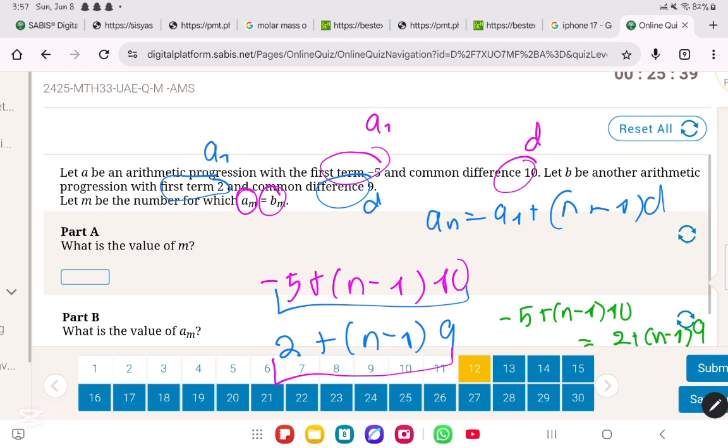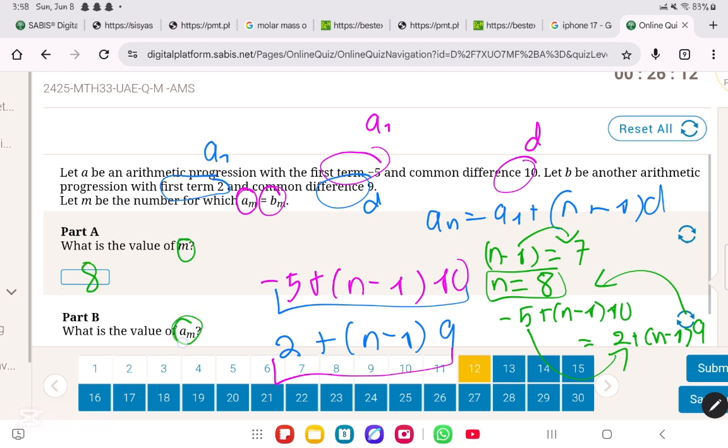Move this here and move that there. You will be left with n minus 1 times 10 minus n minus 1 times 9, which will give us n minus 1. And then minus 5, move it to the other side. Minus 5 plus 2 will give us 7. So n minus 1 is equal to 7. Move minus 1 to the other side. n is equal to 8. Just like that, we found the value of n, which in this case is m, which is 8.